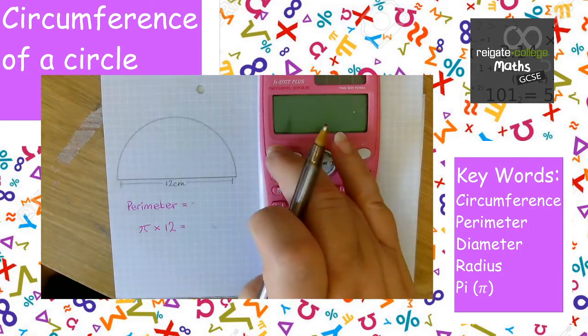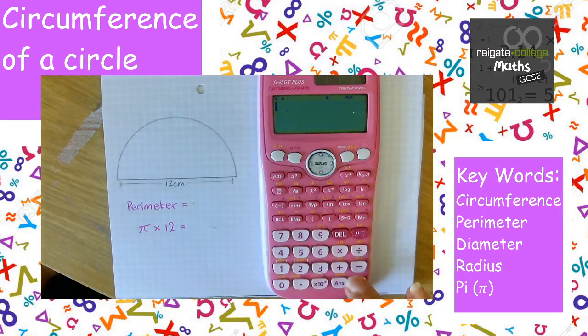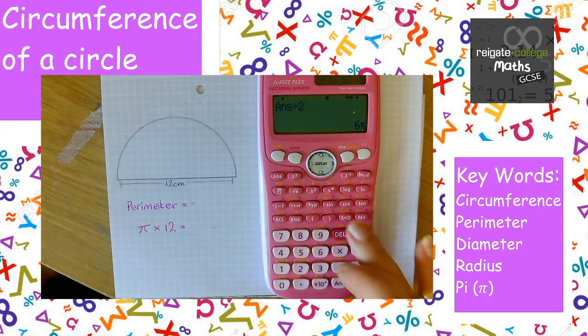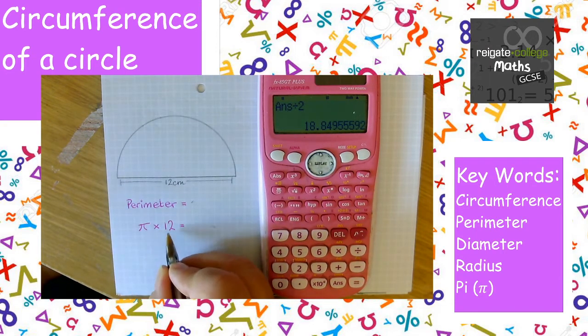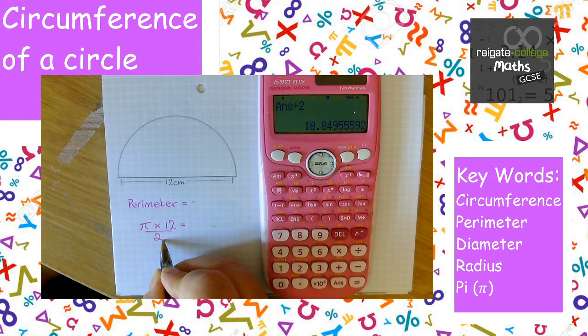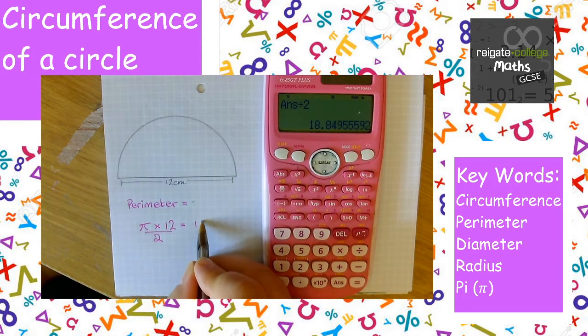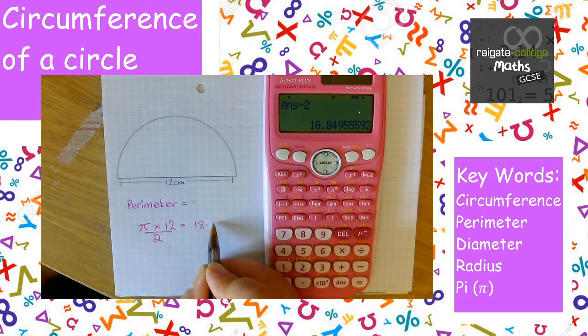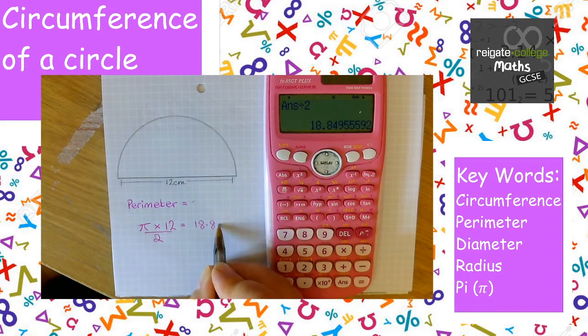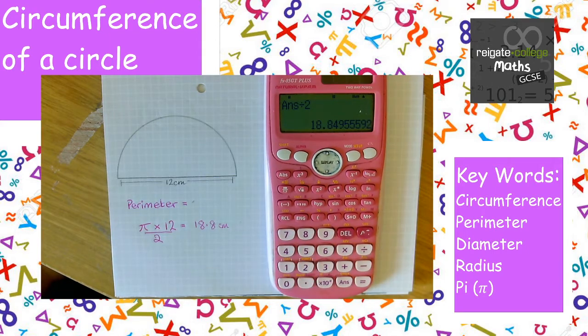My calculation, therefore, is going to be pi times the diameter, which I am then going to divide by 2 for half of it. And I'm now going to get my number. So pi times the diameter and divided by 2 for half of it gives me a circumference for my semicircle as 18.8 to 3 significant figures.